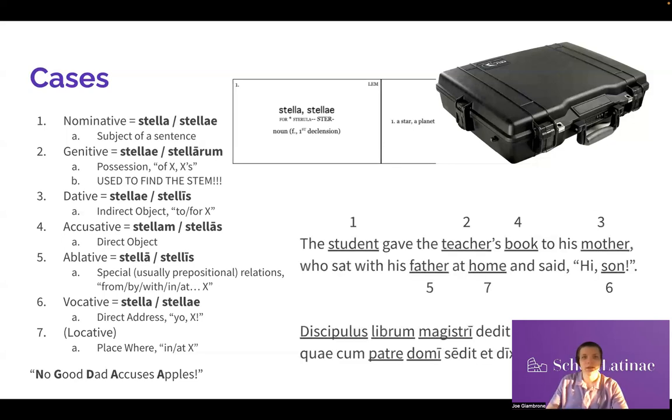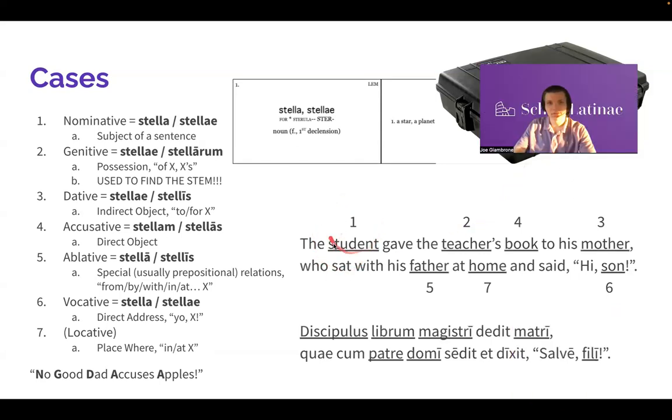And then we have an example sentence here with a student, which is nominative here. It's the subject. The book is the direct object. That's librum. But you see it's the book of the teacher. That's possessive, so that's genitive, magistri. And we're giving it to the mother, dat matri, that's dative there. Who sat with his father, that is our ablative, cum patre here. At home is one of the rare words that uses the locative, so we can say domi. And then she says, hi son, salve fili. Fili is the vocative here.